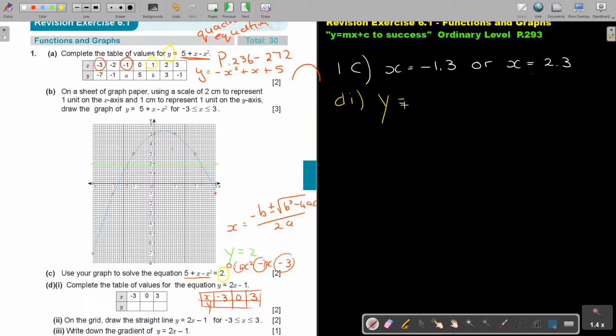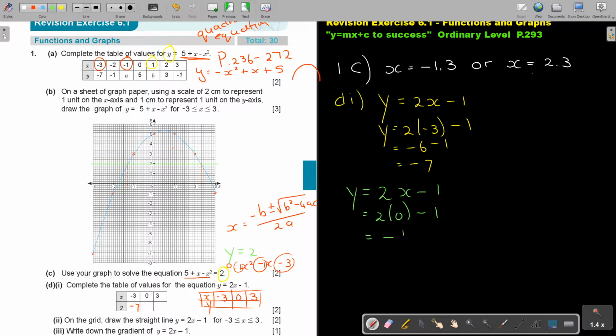So y is equal to 2x minus 1, and y is equal to 2 times -3 minus 1, and that's -6 minus 1, and that's -7. Okay, so this is -7. And if you are filling in, go and fill it in there. Then I do it exactly again. You can do this one on the calculator, but I'm sometimes afraid you might make unnecessary mistakes. Okay, and then I fill it in and it's -1.